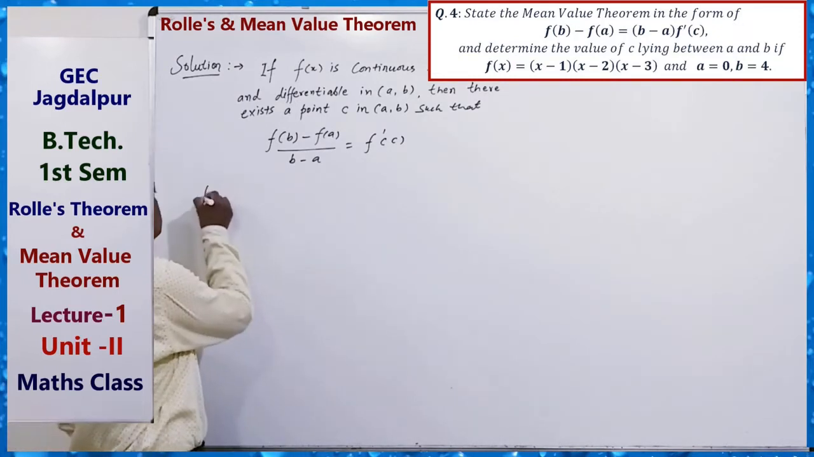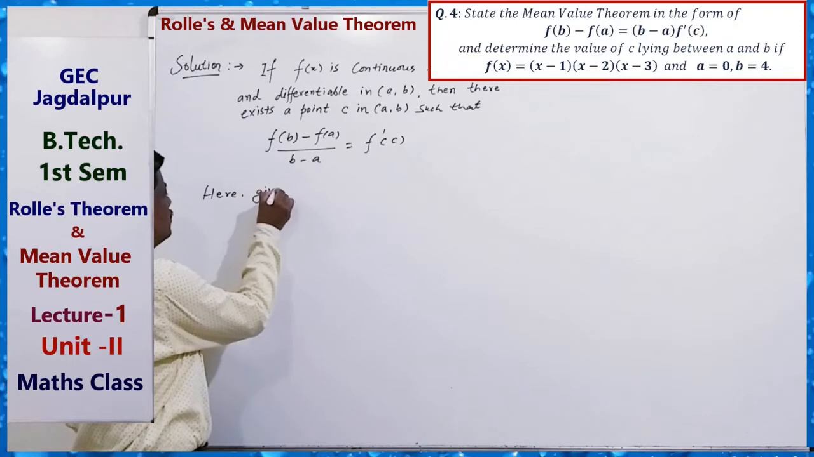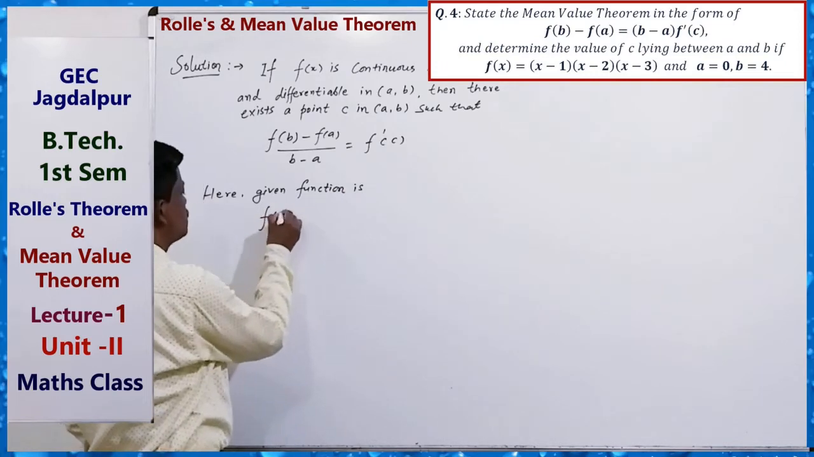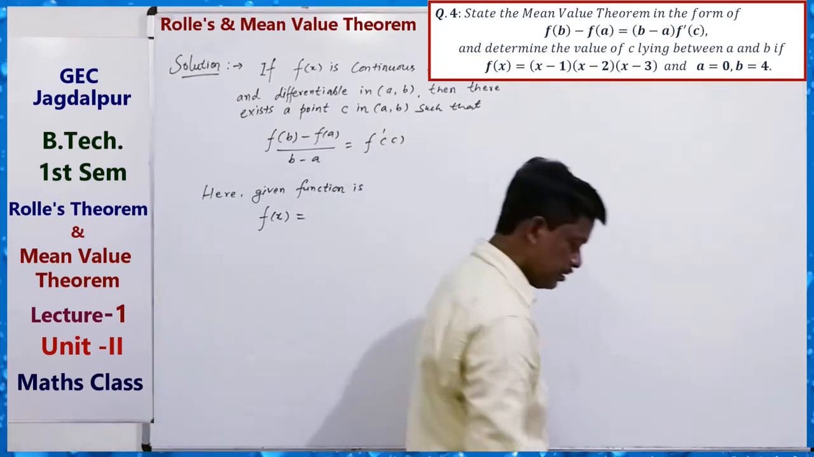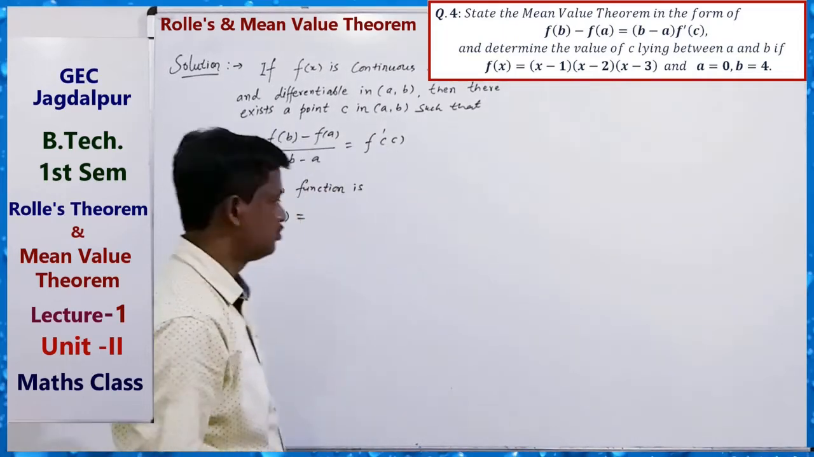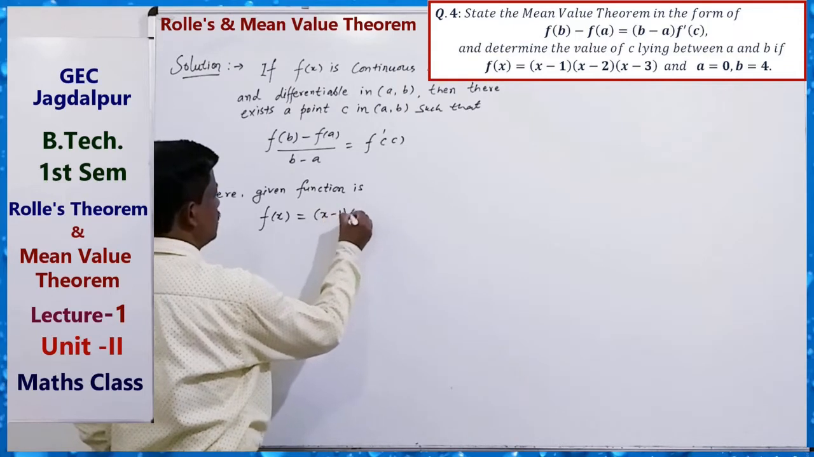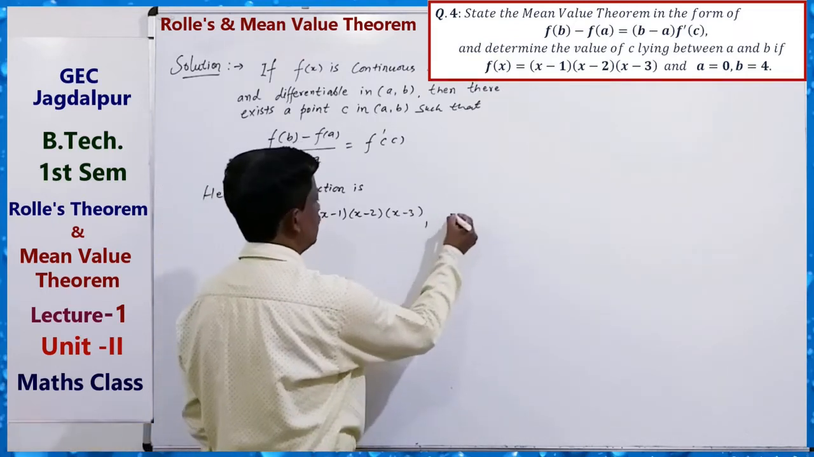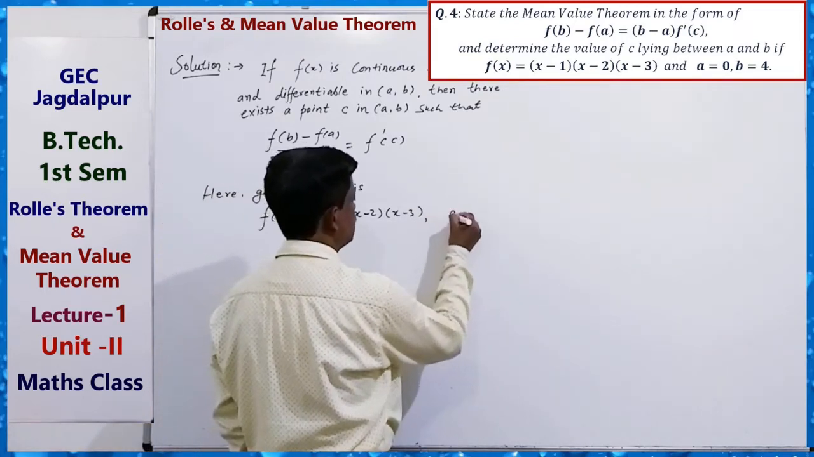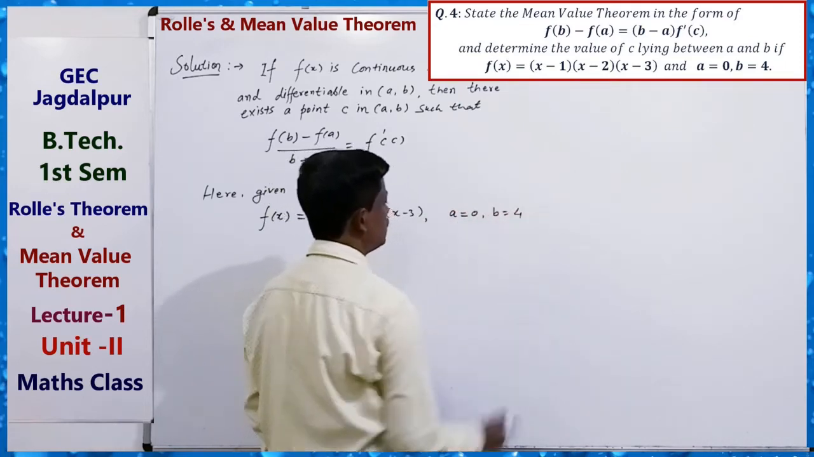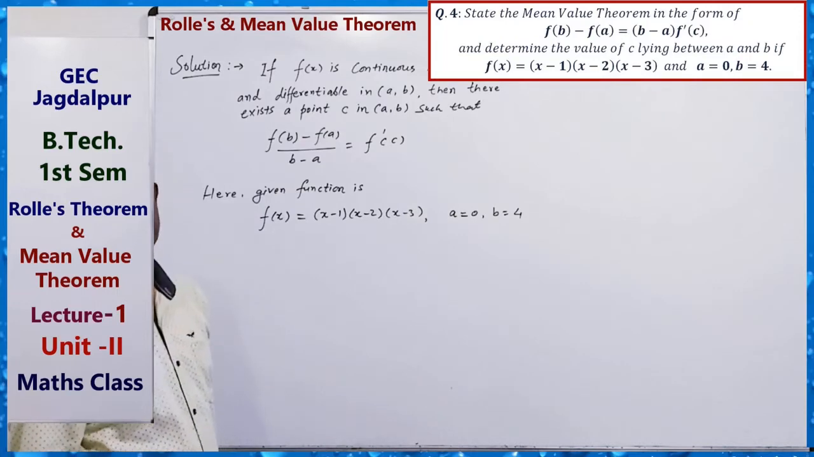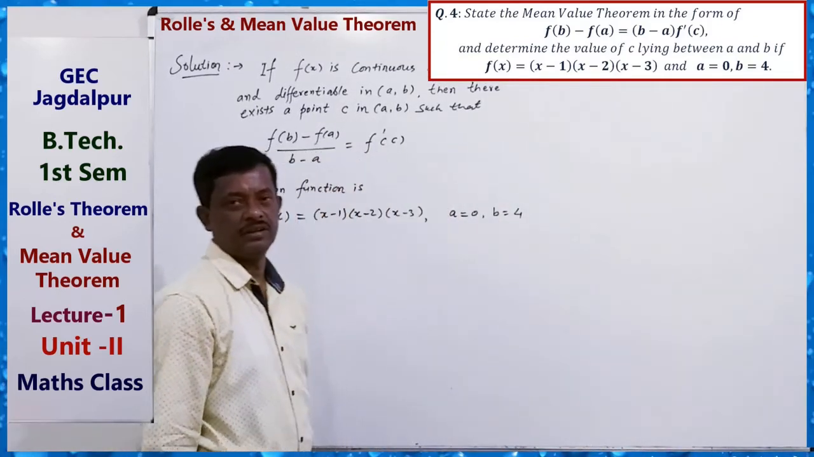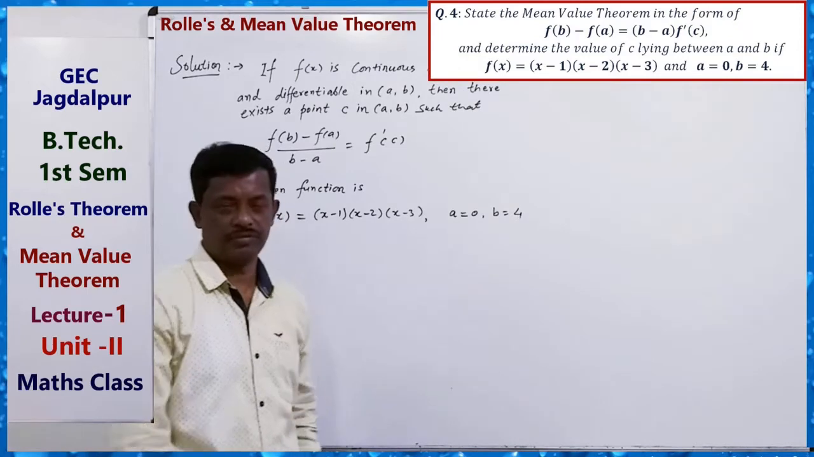Here the given function is f(x) equals (x minus 1)(x minus 2)(x minus 3), and the interval is a equals 0 and b equals 4. We just have to find the value of c lying between a and b, that is between 0 and 4.